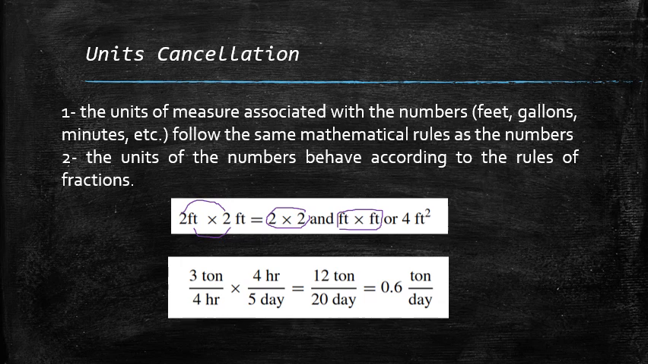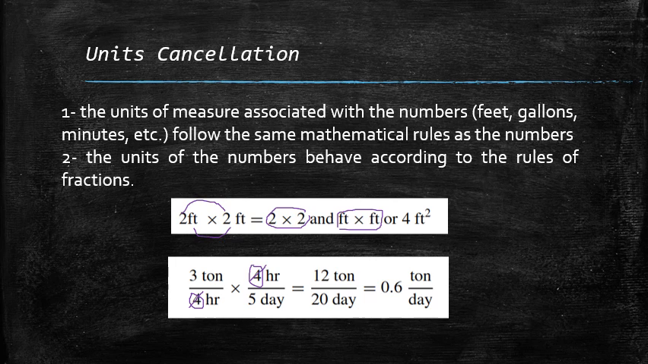If we have here 3 tons over 4 hours times 4 hours over 5 days. The second rule would say the units of the numbers behave according to the rules of fraction. So we can cancel a unit as we can cancel a number. So here the 4 can be cancelled with 4.